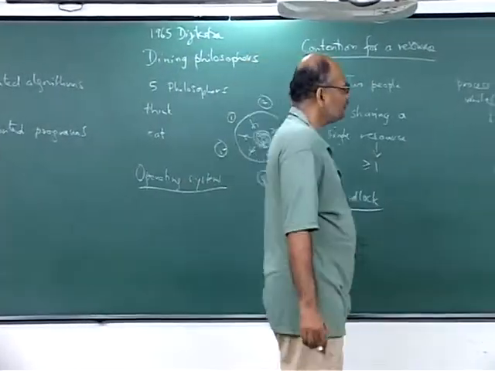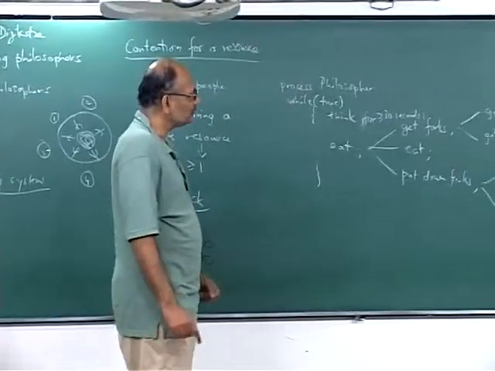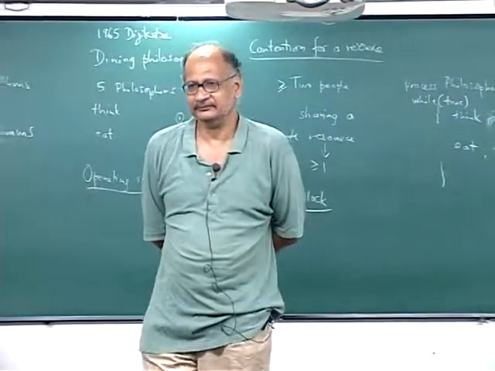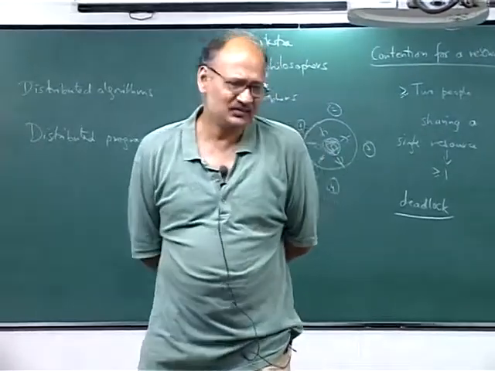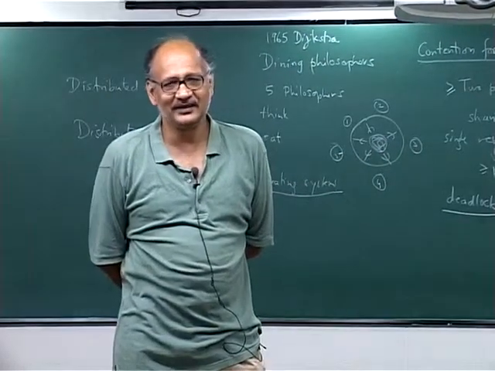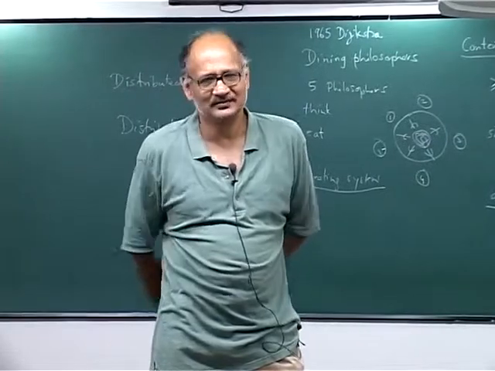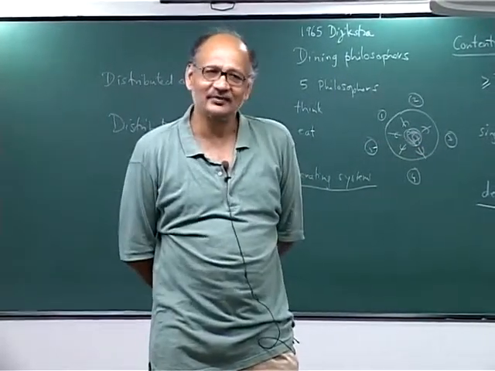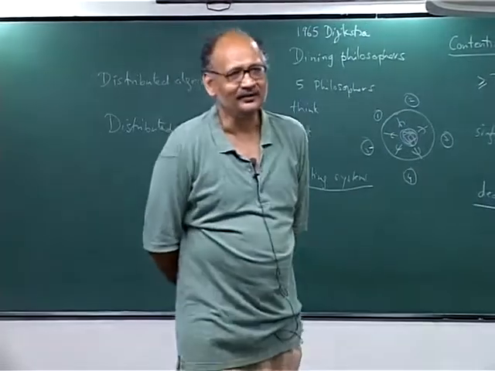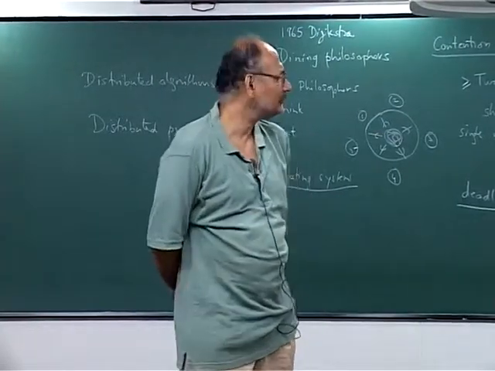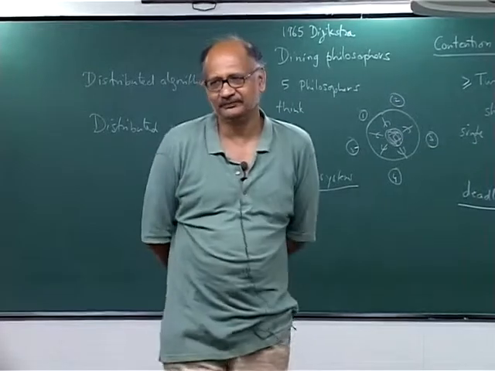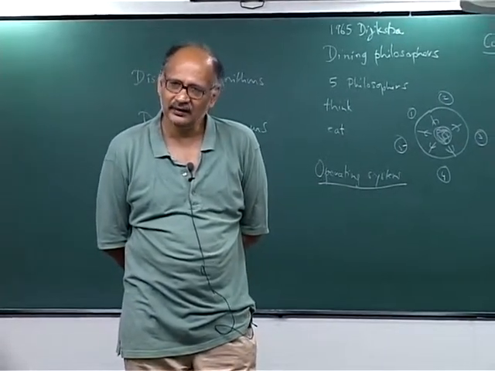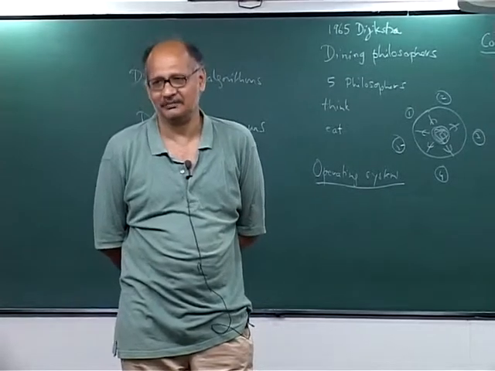So this is the problem with this code. This is something which an operating system has to solve, because typically it's not just 5, there are hundreds of jobs, and this kind of thing can happen. So the question is, how will you find a solution to this problem? Solving deadlock: how do you give a solution where deadlock does not happen?